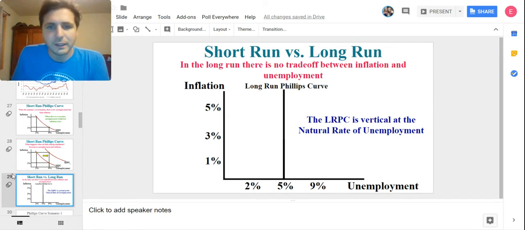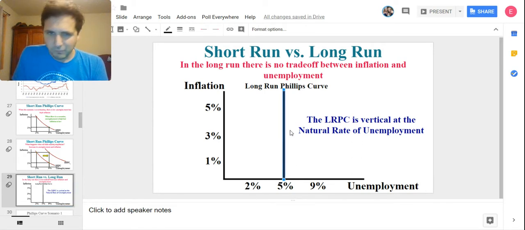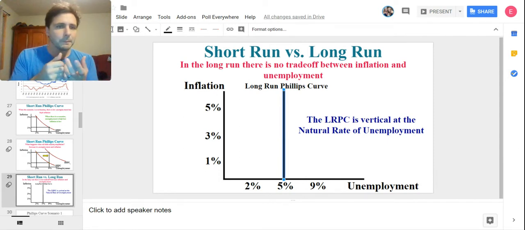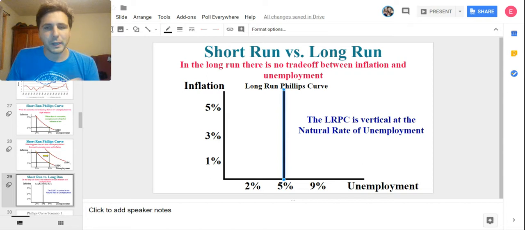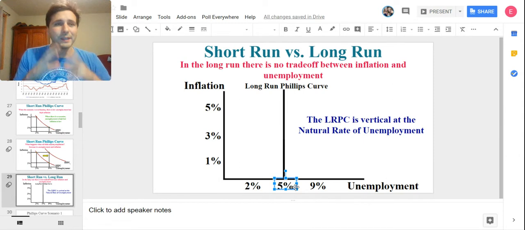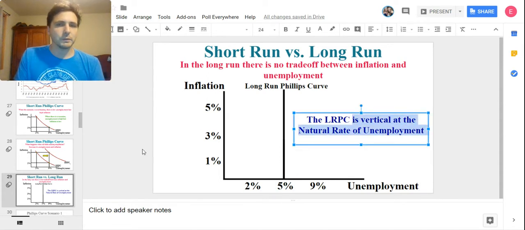So if we take that idea and apply it to our Phillips curve, then in the long run, we're going to be right here. The natural rate of unemployment is 5%. And we're going to draw a vertical line at the long run Phillips curve. Just like the long run aggregate supply curve is the beacon where we want to be, the long run Phillips curve is also our beacon. We want to get back to 5%, or full employment, the natural rate of unemployment. Oftentimes, if you're not given the percentage, you'll see it labeled as NRU, or the natural rate of unemployment. Okay, so the LRPC is vertical at the natural rate of unemployment.